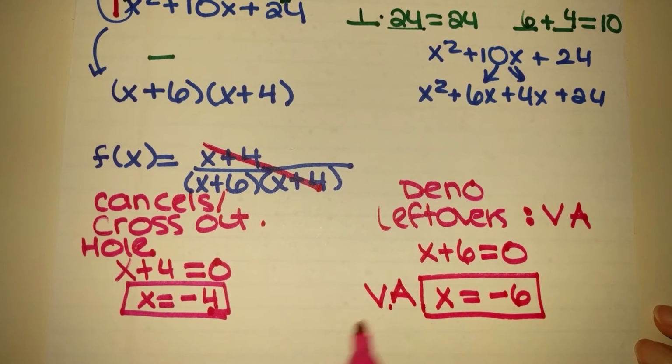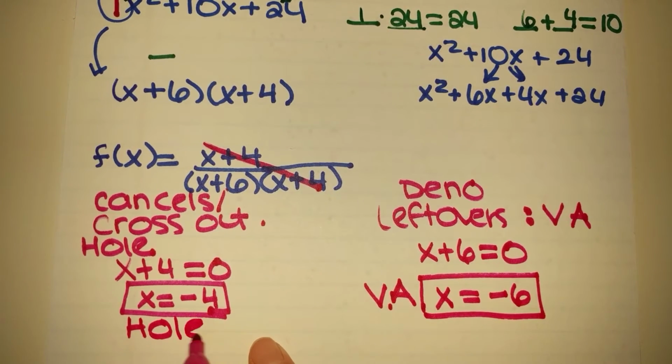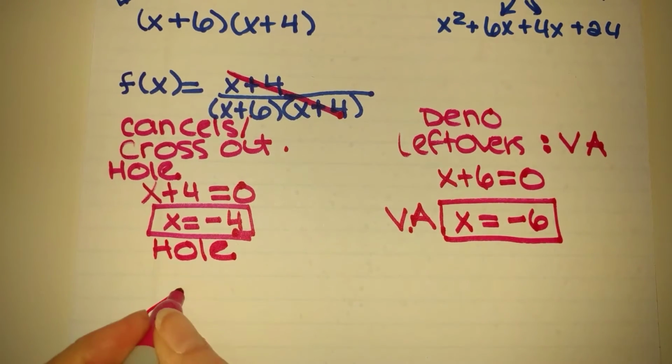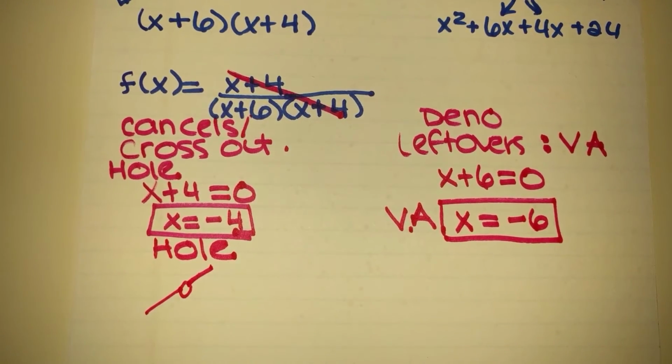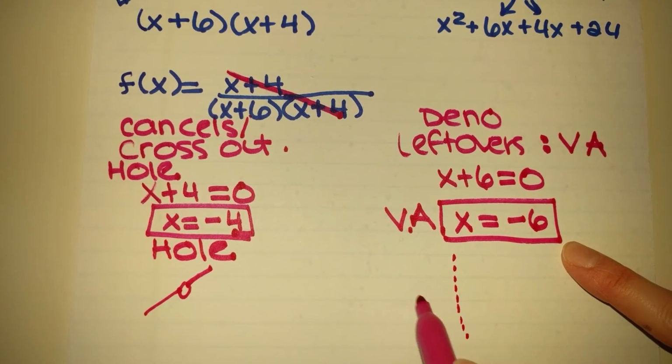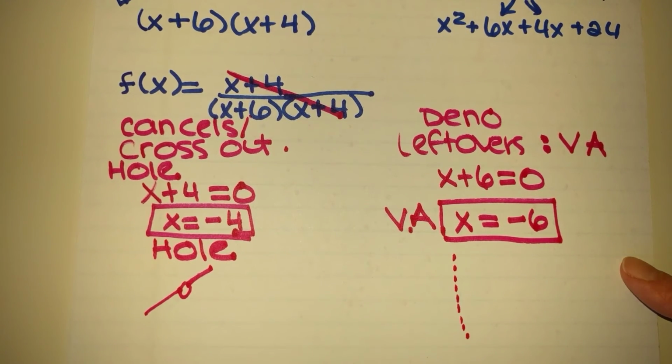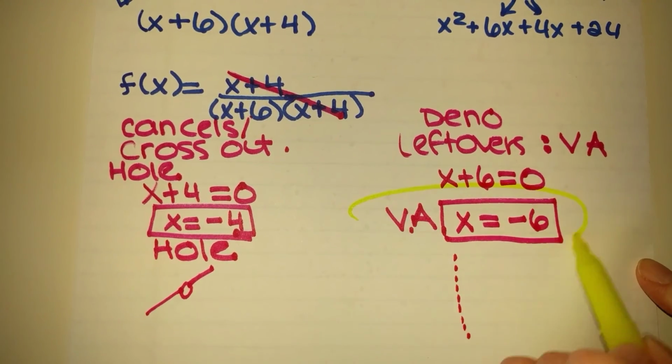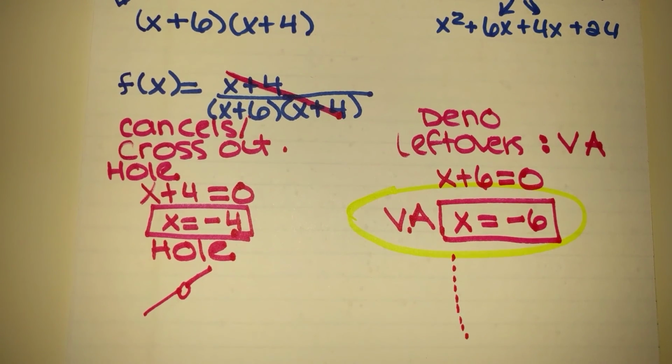So do note this negative 4 is not a vertical asymptote. This is a hole in the graph, meaning that when I draw the graph, there will be a little hole at negative 4. Whereas for the vertical asymptote, we would have a dotted line and we would be approaching that dotted line. So the only answer as far as vertical asymptotes are concerned is that there's one vertical asymptote at negative 6.